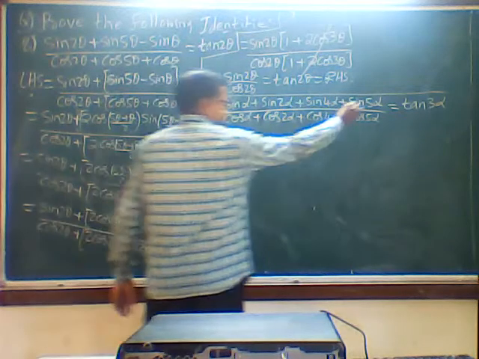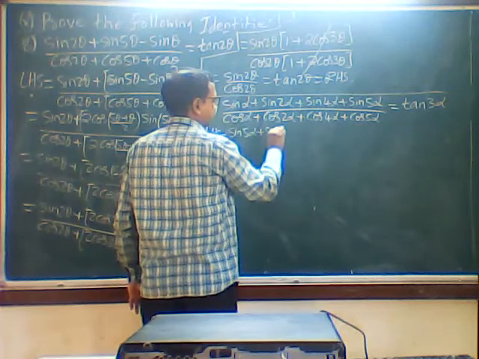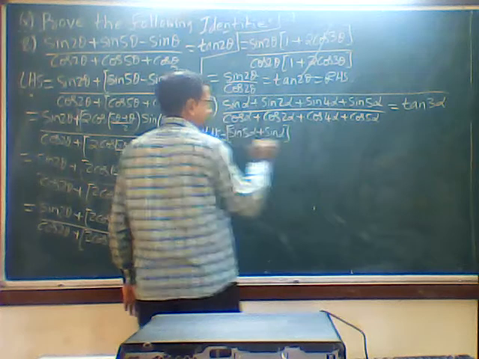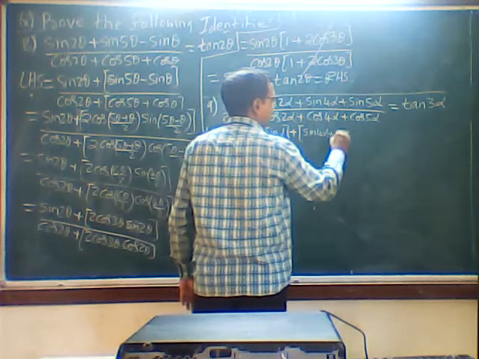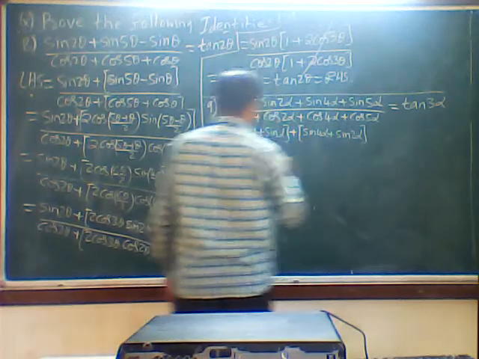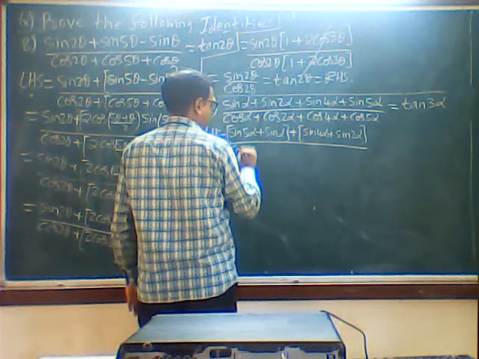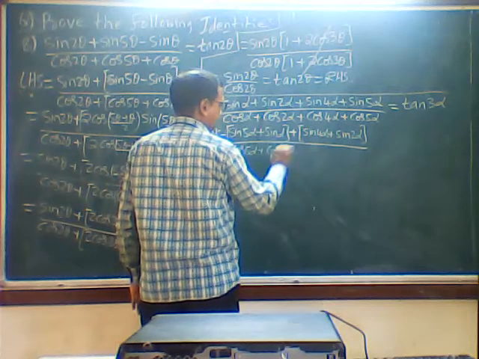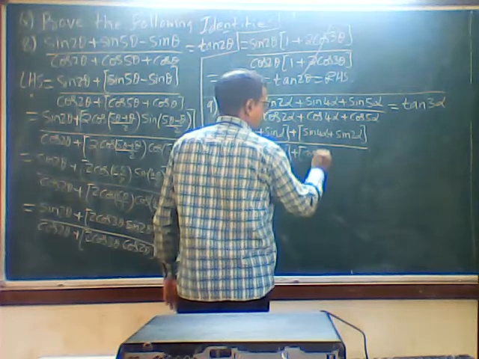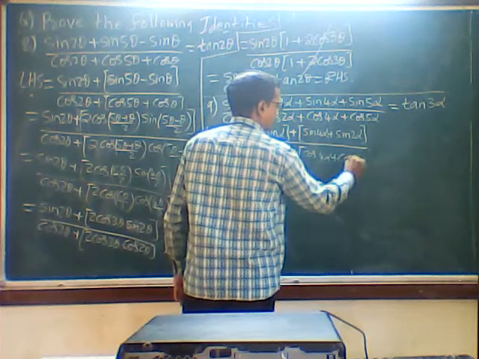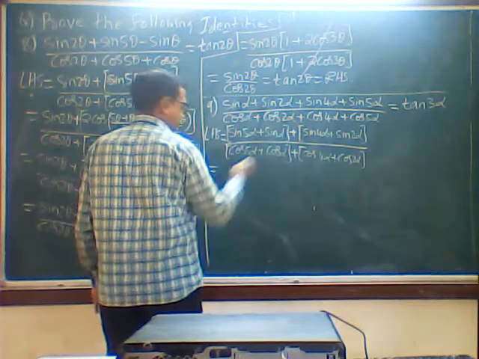So I will write first the greater one: sin 5 alpha plus sin alpha, put it in a box, plus sin 4 alpha plus sin 2 alpha, whole thing divided by, same way here also, cos 5 alpha plus cos alpha plus cos 4 alpha plus cos 2 alpha.